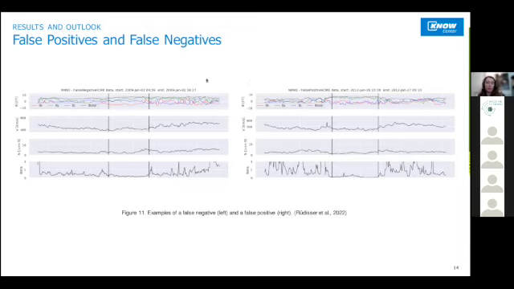Something I just wanted to show you is here on the left, we have an example of a false negative, meaning this was an event which is part of the catalog that our pipeline did not manage to find. And here on the right, we have a false positive. This is an event that our pipeline found, but it was not part of the catalog. And as you can already see, not being an expert, these definitely look similar.